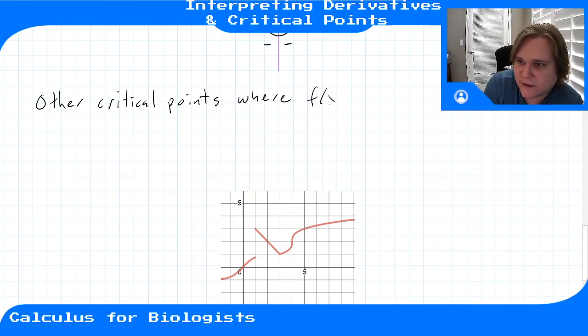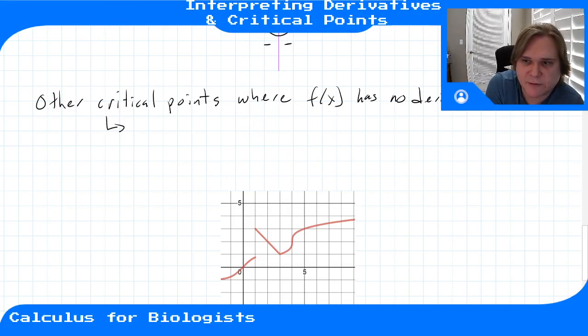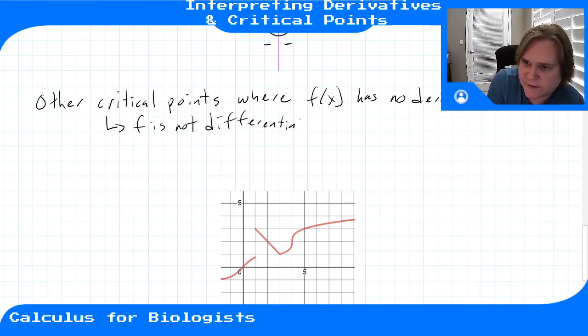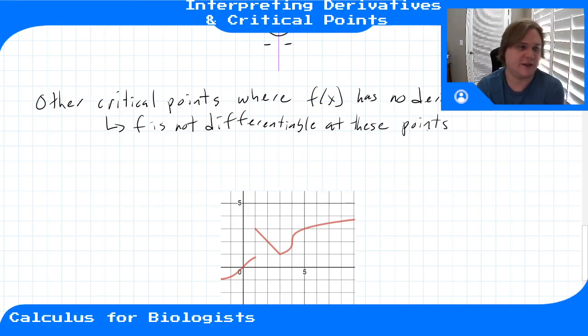Where f of x has no derivative, right? So this would be a place where we'd say that f is not differentiable at these points. This is just some technical language that we're not really going to use in this class, but differentiable means you can take the derivative of it. Not differentiable means you can't, at least at that point.